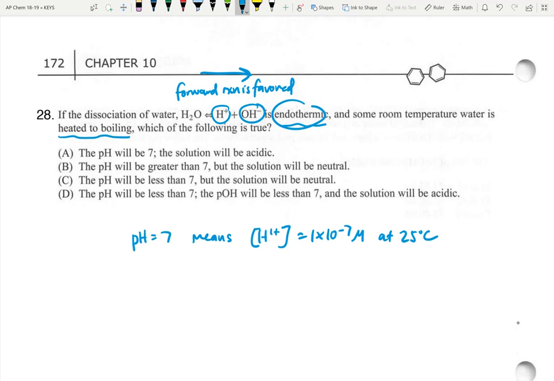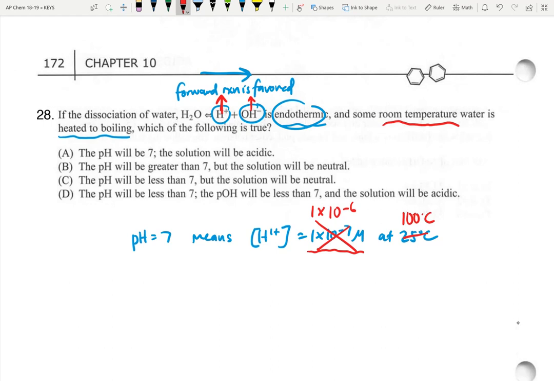If the pH will be 7 in choice A, that can't be the case any longer because, remember, we increased this and we increased this. So at room temperature, the pH was 7. But now we've increased both the hydrogen ion and the hydroxide ion. So the concentration of hydrogen ion would no longer be this at boiling point at 100 degrees Celsius. It's not equal to that anymore. It's going to be greater than that. It's going to be maybe 1 times, let's say, 10 to the negative 6, just for another number. It's going to be greater.